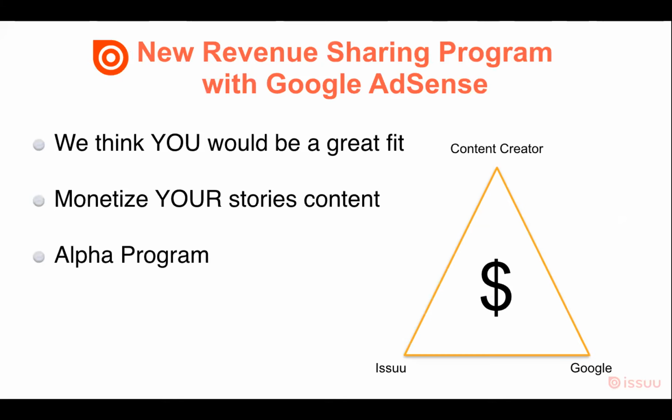Another awesome announcement that we would love to make today is our new revenue sharing program with Google AdSense. Because we've invited you to join our webinar today, we think you'd be a great fit for our new Google AdSense Alpha program where you can monetize your stories content. Please remember that this is an alpha program and that we, you, Issuu, and Google will be working together to develop this program. What this means is that Issuu will be taking your feedback and providing it to Google so that we can collectively build a product with features that works best for you, the publisher.